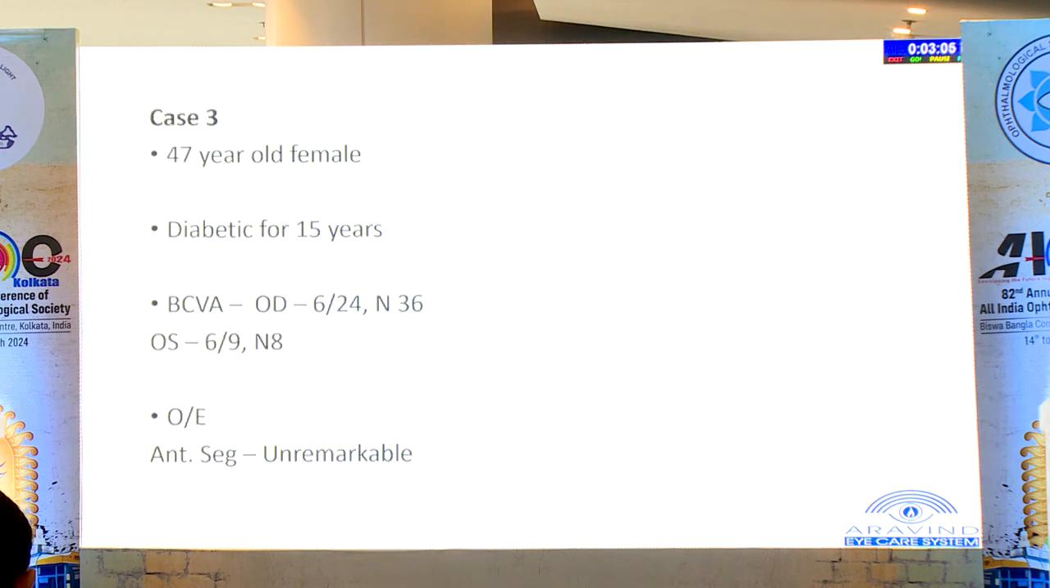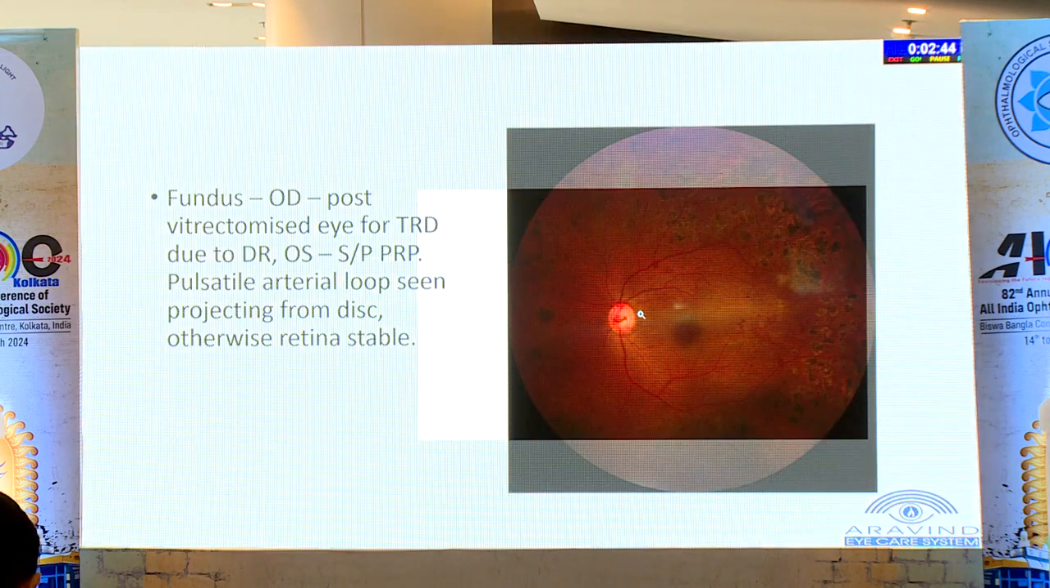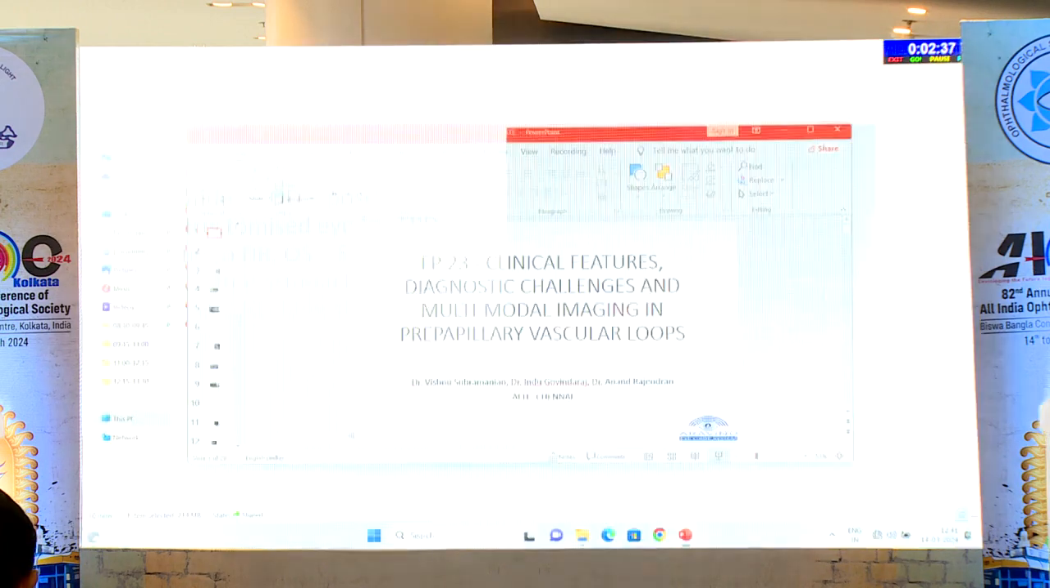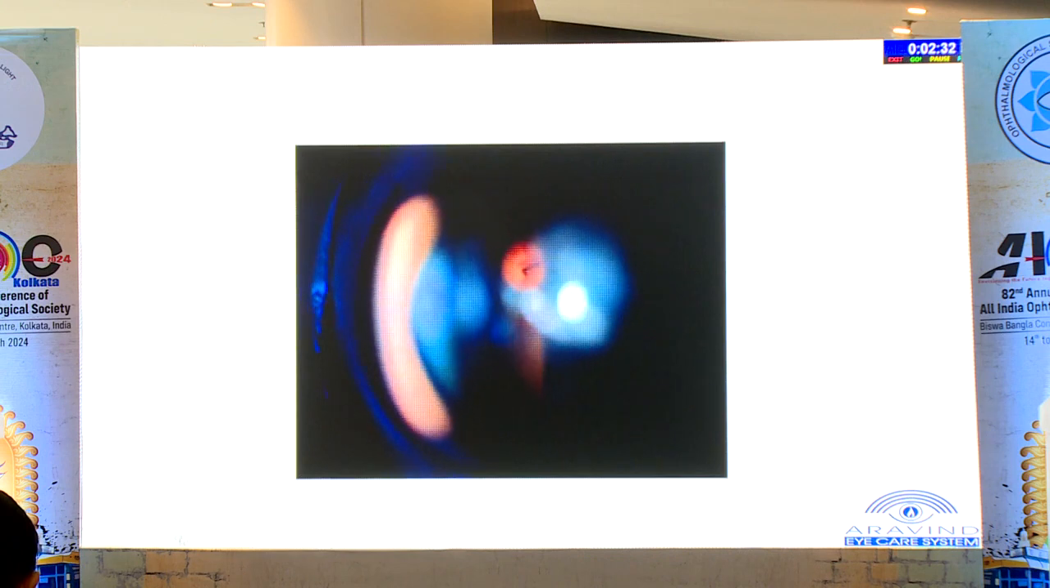Case 3, we had a 47-year-old female who was diabetic for the past 15 years. Best corrected visual acuity in right eye was 6/24 and left eye was 6/9. Anterior segment examination was unremarkable. Right eye fundus was post-vitrectomized for tractional retinal detachment due to diabetic retinopathy, and left eye was status post PRP. Here we can see a single vessel arterial loop with no shunting seen projecting into the vitreous. This is again the video of the same patient showing a pulsatile arterial loop.